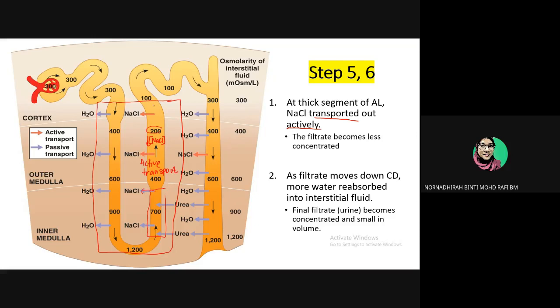The filtrate becomes from 200 to 100, meaning that the filtrate becomes diluted. Why? Because of solute diffusing out. What is the solute here? NaCl. So NaCl, cara dia keluar ataupun cara dia transported out ada dua. Kalau dekat thin segment, it is via diffusion. Kalau dekat thick segment, it is via active transport.